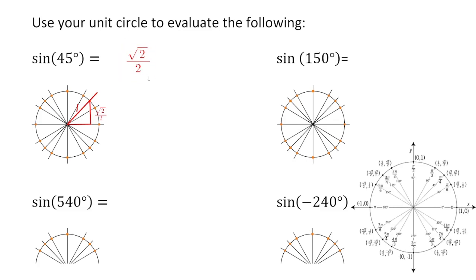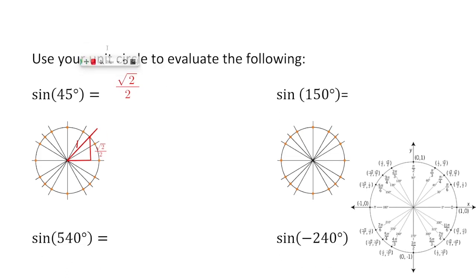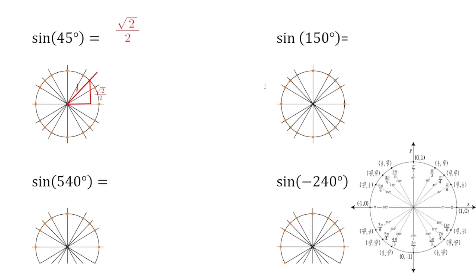Now notice how this is the y-coordinate of the coordinate on the unit circle. So for all of these, what we can do is just look for the y-coordinate of the point where the terminal side intersects the unit circle and report that value back. So cosine is the x value, sine is the y value. So if we're trying to find sine of 150 degrees, we want to locate the y-coordinate where the terminal side of 150 degrees is intersecting the unit circle.